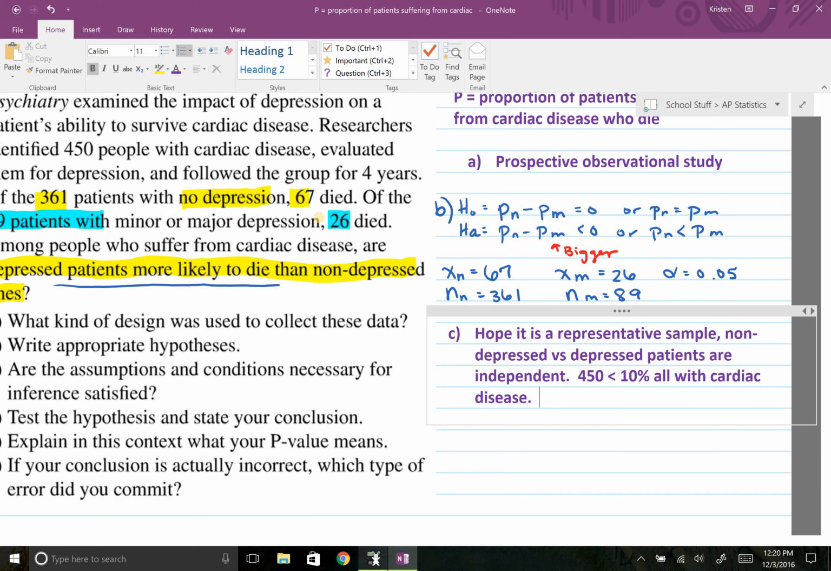We need to talk about my success failure. So my successes for the first group are 67. Our number of people that did not die were 294. We had 26 with depression, and the number that did not die would have been 63. All of those numbers are greater than 10, so large enough.